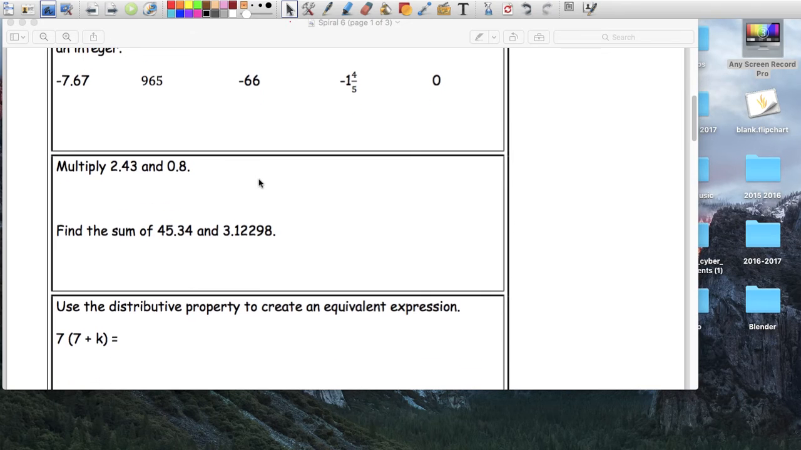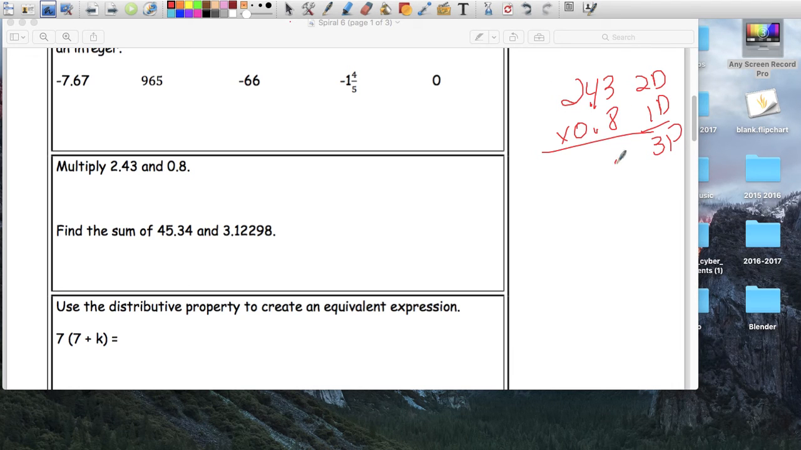Multiply. Okay, so this one is because a lot of you have been having problems multiplying, so let me just do that. 2.43 times 0.8. This has 2 decimal places. This is 1 for a total of 3. That's what my answer is going to have.